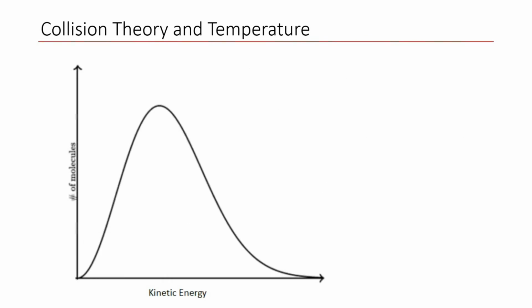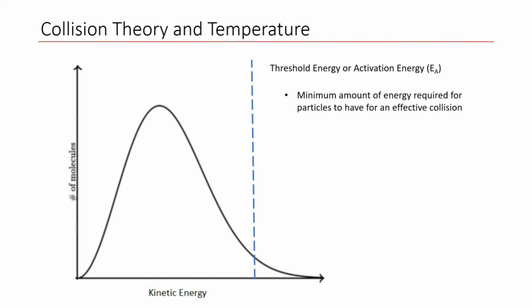Now, one of the things we know is that for collisions to occur, they have to have a minimum amount of energy. So I could show where this minimum amount of energy for a collision to be effective occurs, and so we could add this line. This line is what we call our threshold energy, or it could also be referred to as our activation energy. It's the minimum energy that a particle needs for an effective collision. If we look at the area under the curve in this region, given that area represents the number of particles, we can see that only a small number of particles have sufficient energy for an effective collision.